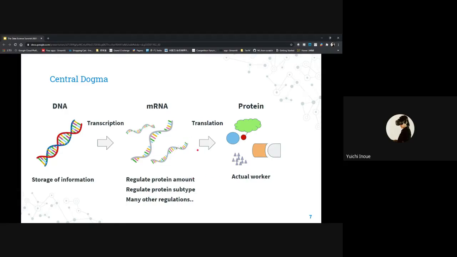Basically, mRNA is produced when it is needed. It is degraded when the protein is made and is no longer needed. In this way, the amount of protein is regulated. Therefore, it is convenient for the organism that mRNA is easily degraded.